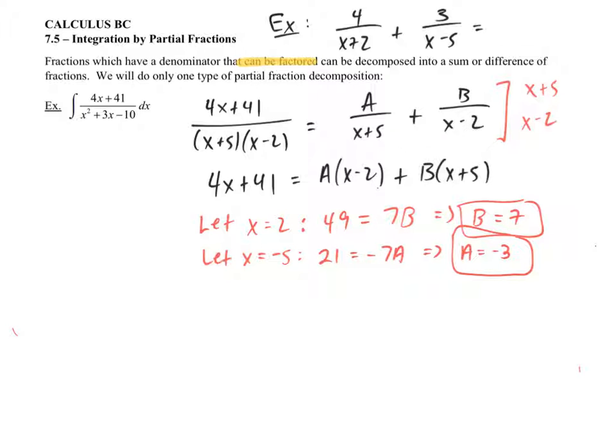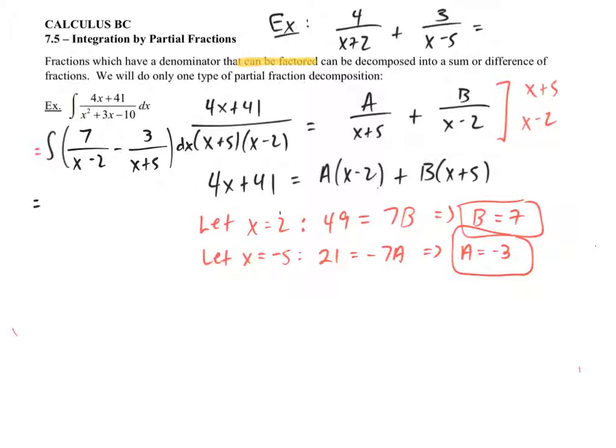Now, going back up to the first line in my partial fraction decomposition, I know that I can rewrite this integrand, and I'm going to do this back in black now, as the integral of, and I'm going to choose to put the positive term first. Because B was a positive 7, I'm going to write that term first, and B goes with my fraction B over x minus 2. So that's going to end up being 7 over x minus 2 minus 3 over x plus 5 dx.